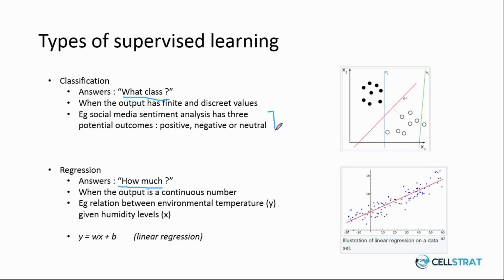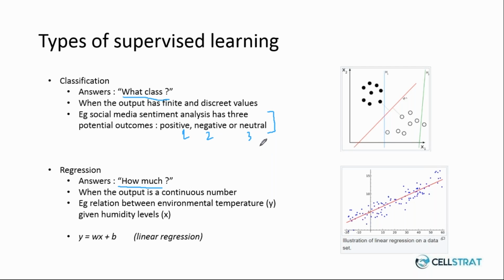An example: social media sentiment analysis has three possible outcomes: positive, negative, or neutral. Is the rating of Mr. Donald Trump, the US president, positive on Twitter? Is it negative? Or is it neutral? How many people have a positive view of Donald Trump? How many have a negative view? How many are neutral? So the question I'm trying to answer is what class? There are three classes here, right? Class number one, class number two, class number three.